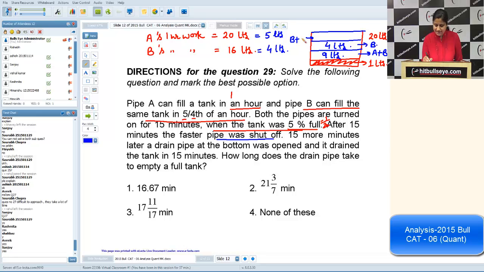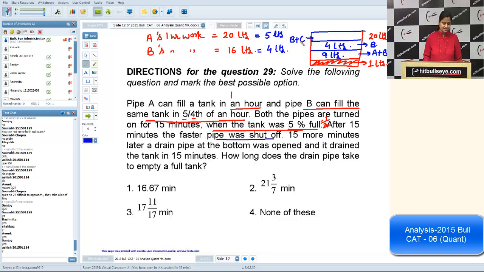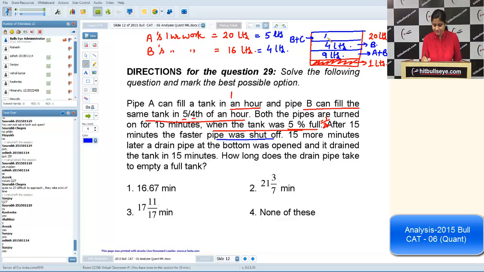Plus, there is a leakage pipe, a drainage pipe, let it be C. Are you getting me, guys? I'm doing this question by parts. I'm taking 15 minutes gaps. Are you getting me? That is the easiest approach. Now, for 15 minutes, again, B is working. And for C, I don't know anything.